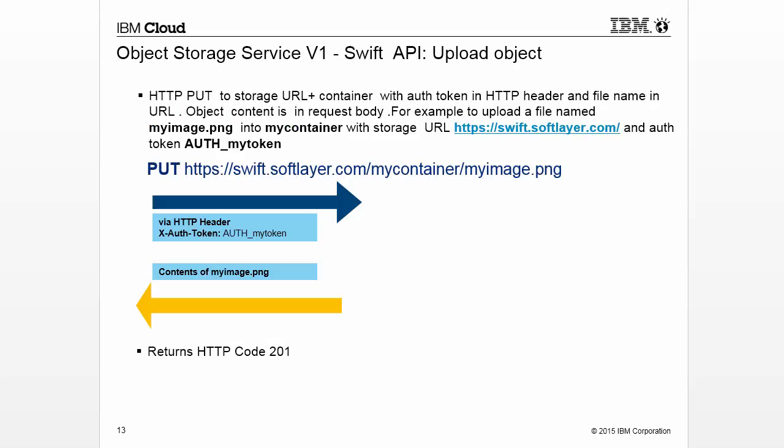Uploading objects is done via an HTTP PUT. The storage URL and auth token returned from the authentication operation are used in a PUT operation that also includes the container name in the URL followed by the file name. The contents of the file are included in the request body. A 201 HTTP code is returned on success.